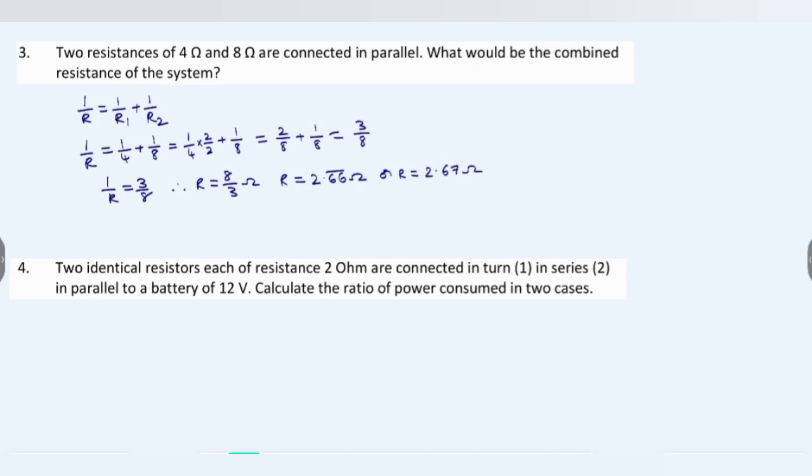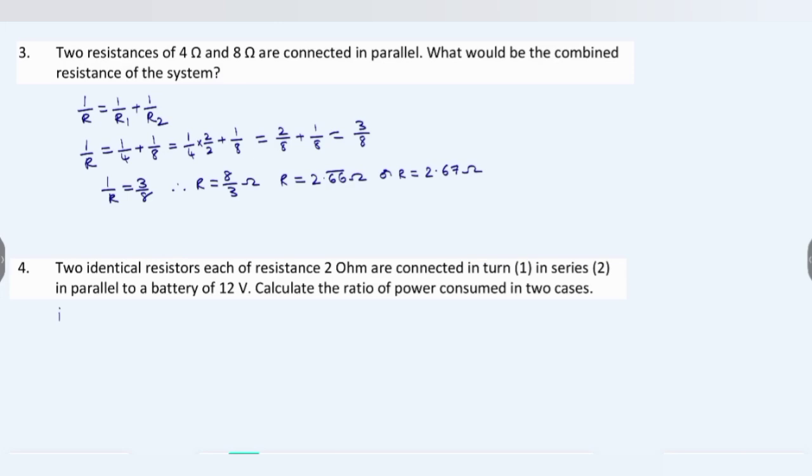Hope you understood this. Now this is one more, the fourth one. Two identical resistors, each of resistance 2 ohms, are connected in series first time, and then in parallel second time, to a battery of 12 volts. Calculate the ratio of powers consumed in the two cases. So here, slowly we are going into some complicated problems. We have to find the power ratio in the two cases.